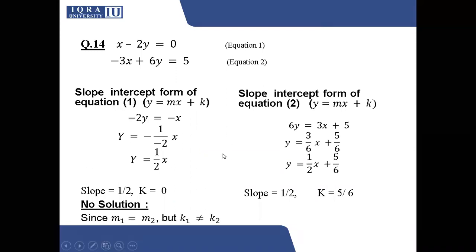Why is it a case of no solution? Because even though my gradients are the same, my y-intercept or my k is not the same. K1 is not equal to K2. So this is resultantly a case of no solution.